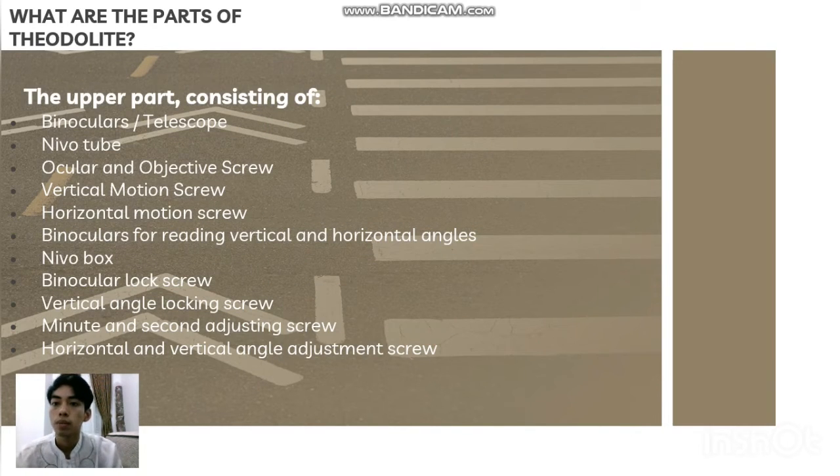2. What are the parts of a theodolite? The first is the upper part, which consists of binoculars or telescope, nipple tube, ocular and objective screw, vertical motion screw, horizontal motion screw, binoculars for reading vertical and horizontal angles, level box, binocular lock screw, vertical angle locking screw, minute and second adjusting screw, horizontal and vertical angle adjustment screw.